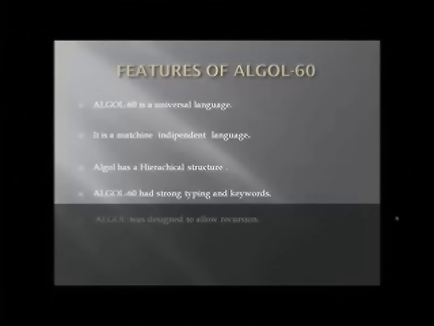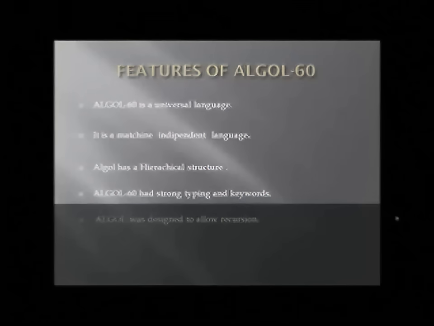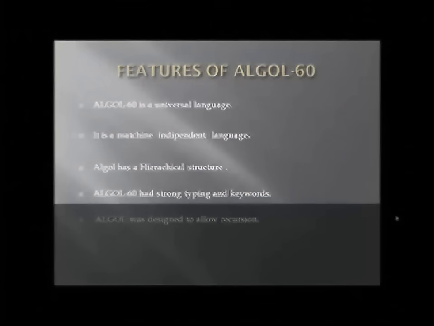Features of Algol 60. Algol 60 is a universal language. What is a universal language? A universal language is a hypothetical or historical language which can be spoken and understood by all or most of the world's population. In addition, Algol is a machine independent language. What do you mean by that? A machine independent language has source code that can run on various platforms without modification for the sake of a particular operating system or hardware.